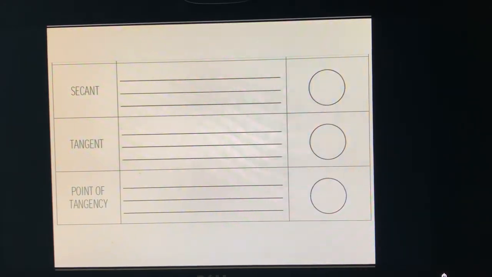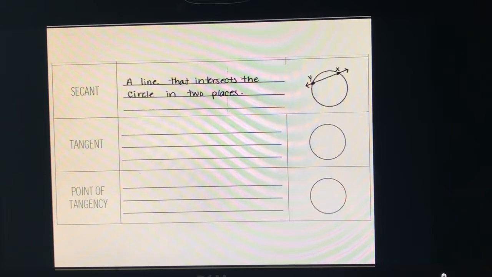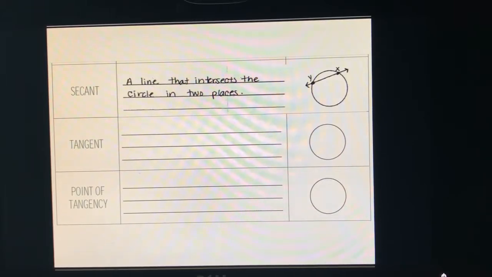All right, so here's a new word we haven't seen before, and that's called secant. So a secant is a line that intersects the circle in 2 places. So it's almost like a chord, but it continues on and on in both directions forever. And there are applications for why this is important compared to using just the chord.